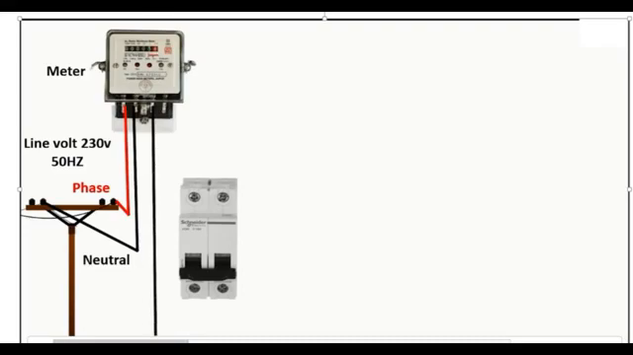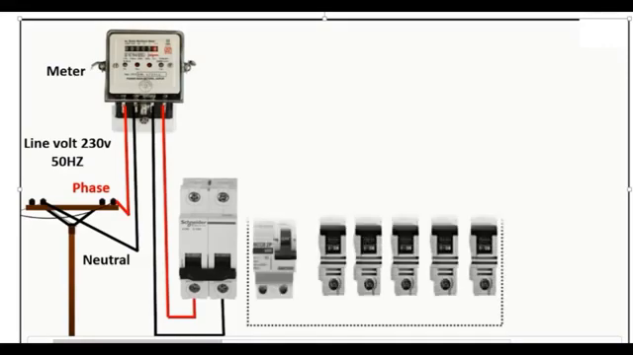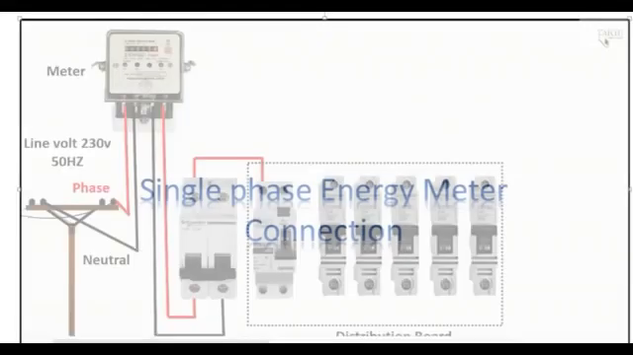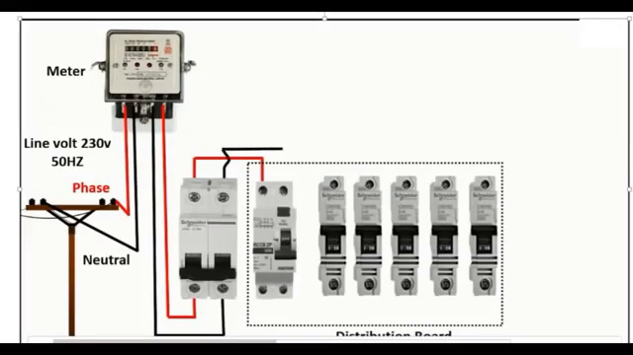Meter to MCB connection, neutral. Meter to MCB connection, phase. Earth leakage circuit breaker, 1 PSC. Miniature circuit breaker, 5 PSC. Distribution board. Main MCB to distribution board MCB phase connection. Main MCB to distribution board MCB neutral connection.